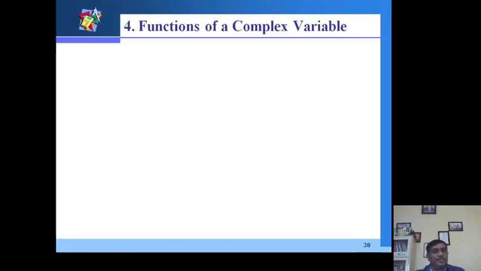In the previous lecture, we discussed the introductory part of complex numbers, the properties of complex numbers, and the representation of complex numbers in Cartesian as well as polar form. In this presentation, we will start with the functions of a complex variable.